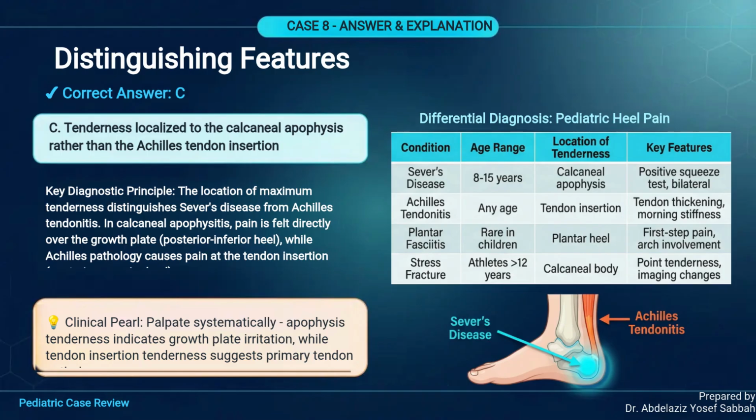Sever's disease affects ages 8 to 15. Achilles tendinitis can occur at any age and involves tendon thickening and morning stiffness.